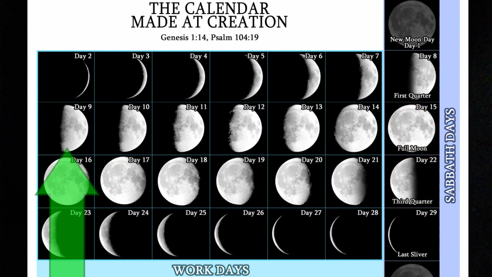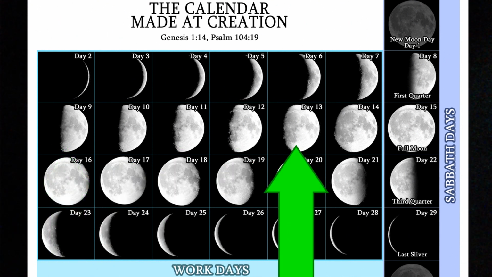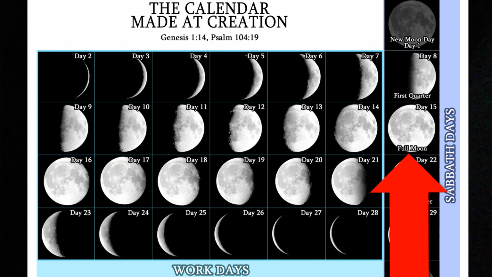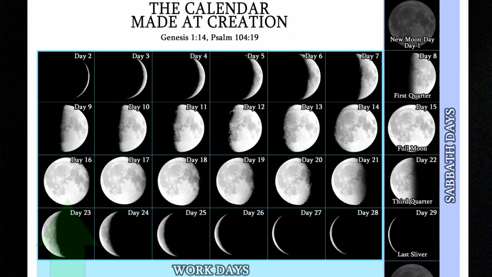So you count day 1. This is a work day. This is a work day. A work day, a work day, a work day, a work day. And then you come to the second Sabbath of the month on the 15th. The moon is usually a full moon on the 15th. On the 15th, the moon will be 100% full. That's a Sabbath day. Then you observe your Sabbath on the 15th, and then the next day, you start counting again.